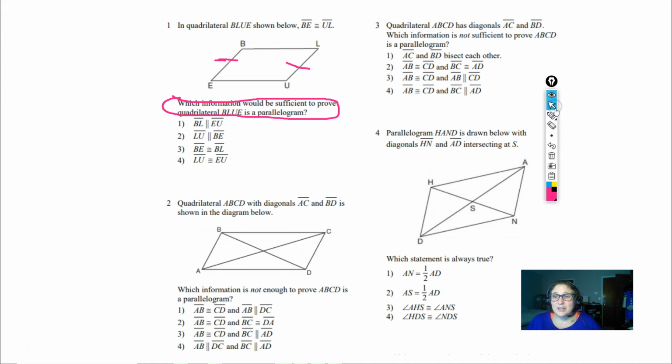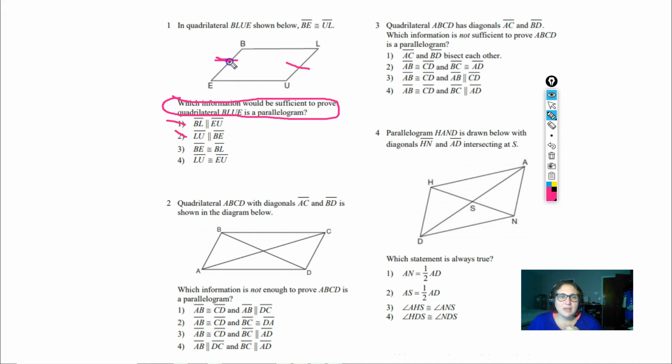Well, here's what's really tricky. You will see a question like this. You have to know that both pairs of opposite sides are congruent, or both sets of opposite sides are parallel, but you can't have one of each. So because it says BE is congruent to UL, the other piece of information that we have to have is a piece of information that deals with congruence. So if I've got BE is congruent to UL, my other thing has to be congruent. So right away, I can eliminate choice 1 and 2.